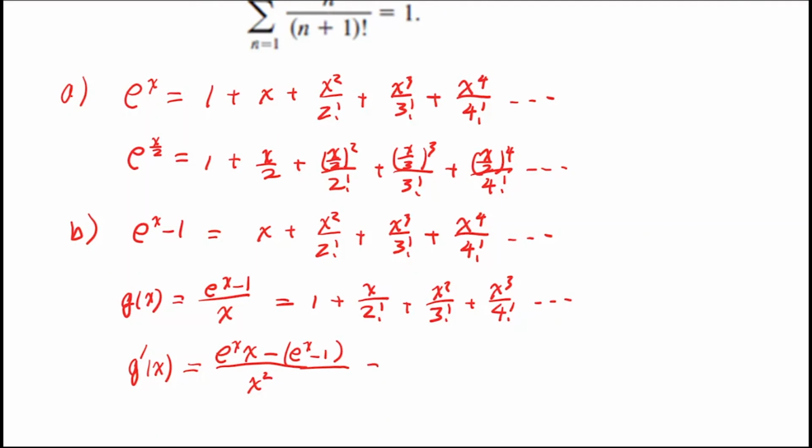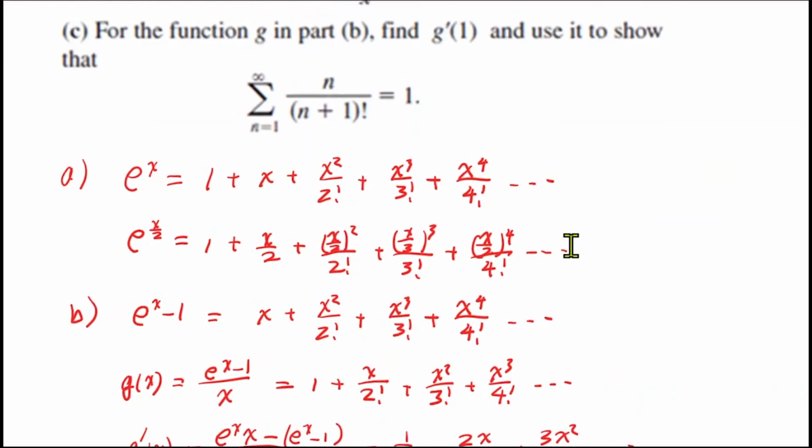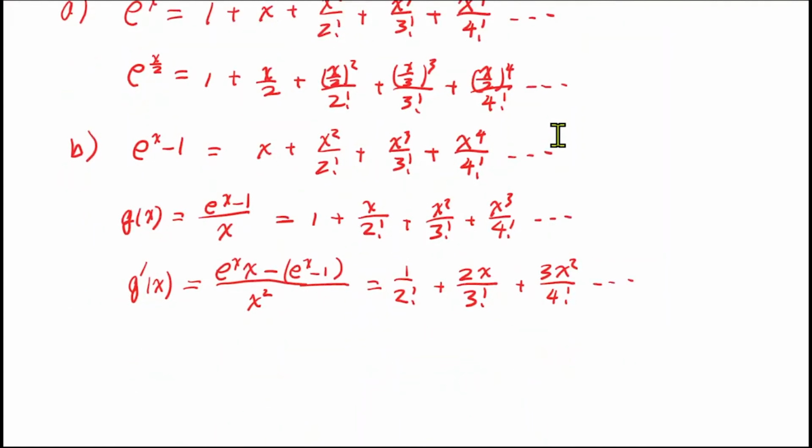Okay, and on the right hand side, this one dies. 1 over 2 factorial plus 2x over 3 factorial plus 3x squared over 4 factorial and dot dot dot. Good. Say yes. Okay, now it looks like they want us to evaluate this at 1. And why? Well, let's just do it and find out: g prime of 1.